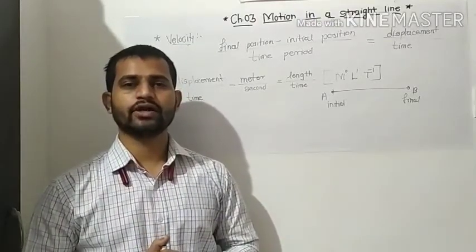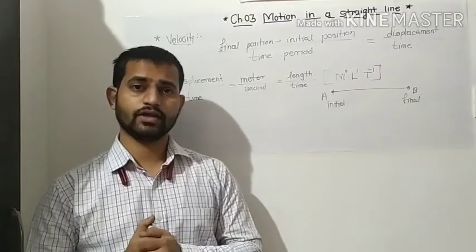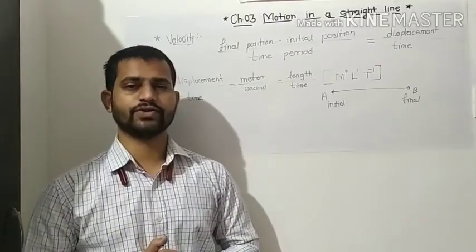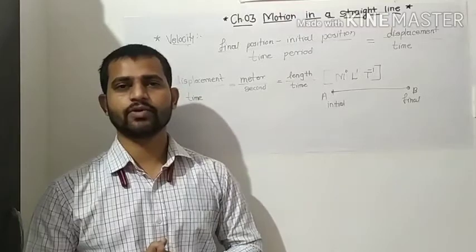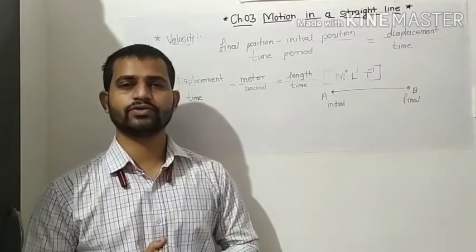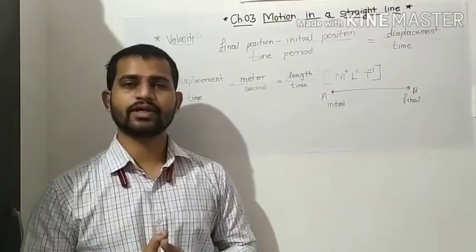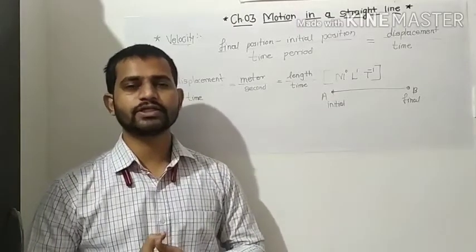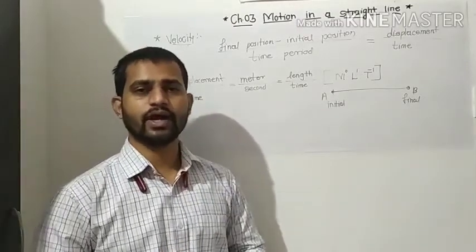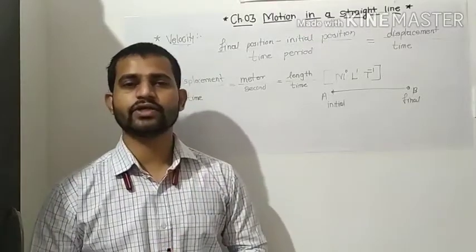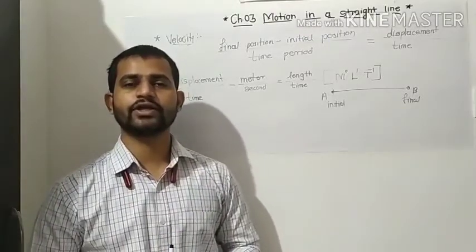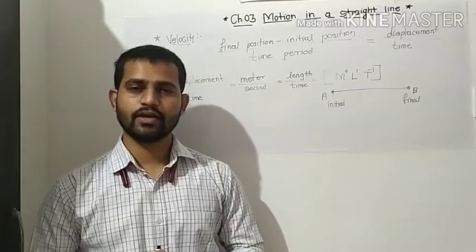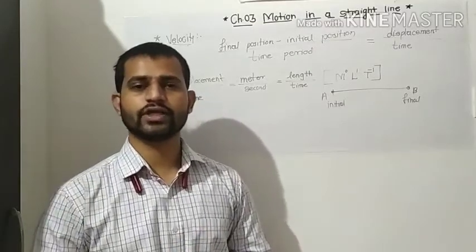Now if we think about the signs for the velocity, we come to know that the displacement can be negative or positive. And as the displacement can be negative or positive, for the displacement we also have to think about the direction.